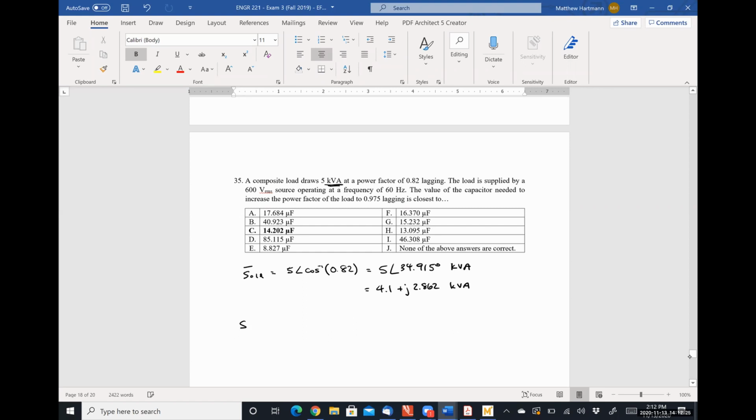So we need to figure out what the complex power is after power factor correction, which is going to be 4.1 divided by 0.975. So we're taking our average power, 4.1 kilowatts, dividing it by our new power factor. That's going to tell us what our new apparent power is, with an angle of inverse cosine 0.975. Tell me again why I have a positive sign in front of the inverse cosine function and not a negative.